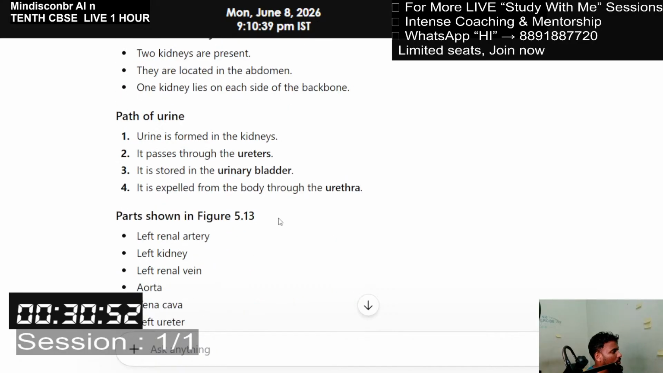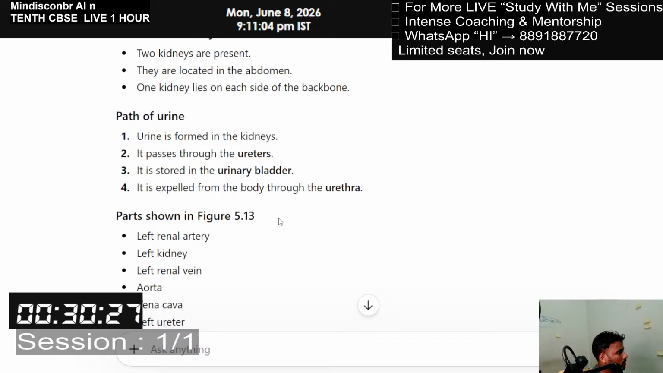Path of urine. Urine is formed in the kidneys. Where is urine formed? Urine is formed in kidneys. It passes through ureters. It is stored in the urinary bladder. It is expelled from the body through urethra.